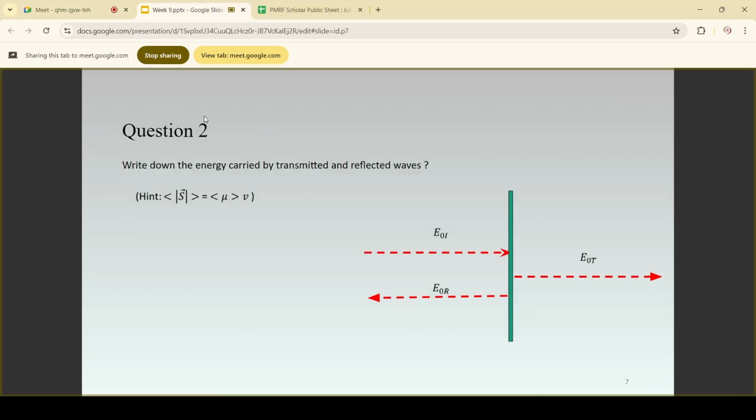So this is the next question, and we have written it down. But we just have to know the amplitude. So we know the amplitude of E_R and E_T square. That is, we can write.